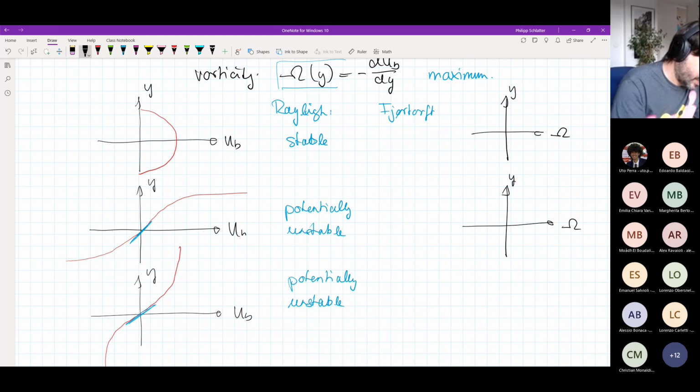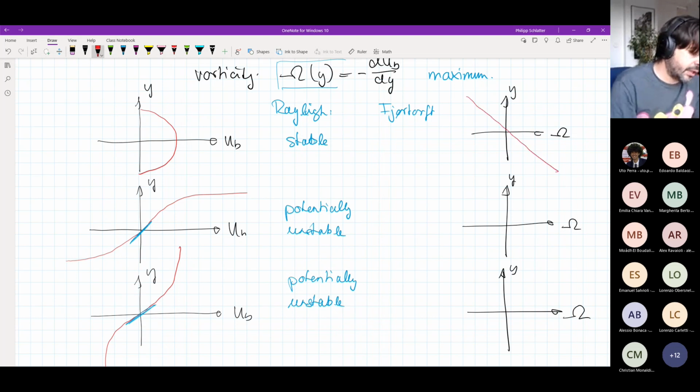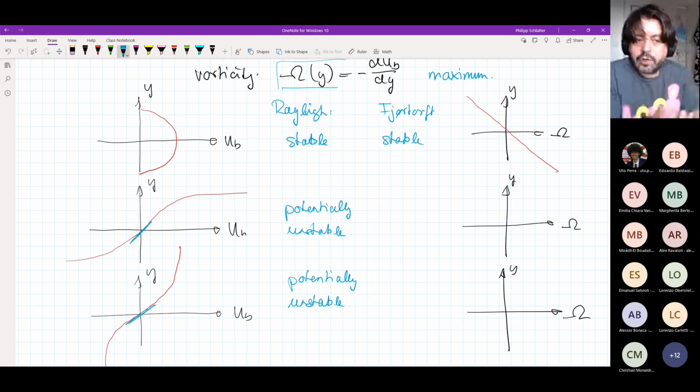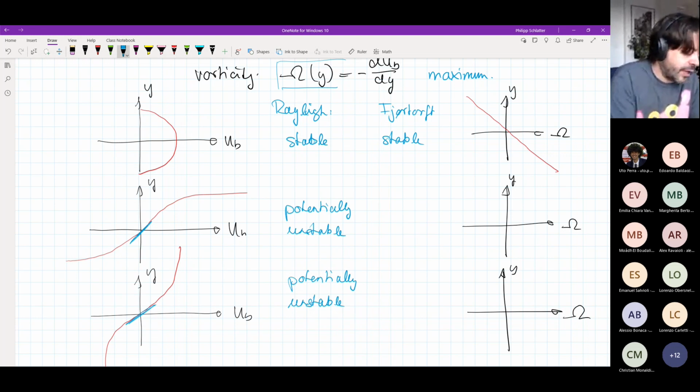So I do that again three times for our three profiles: the vorticity and y, the vorticity and y. For the first case, the vorticity is something like that. That's just the negative first derivative. And there is no vorticity maximum here, so that means this is stable also regarding Fjørtoft. Of course, that means that the first profile is stable, and that's what we said just before, that there is no problem there.